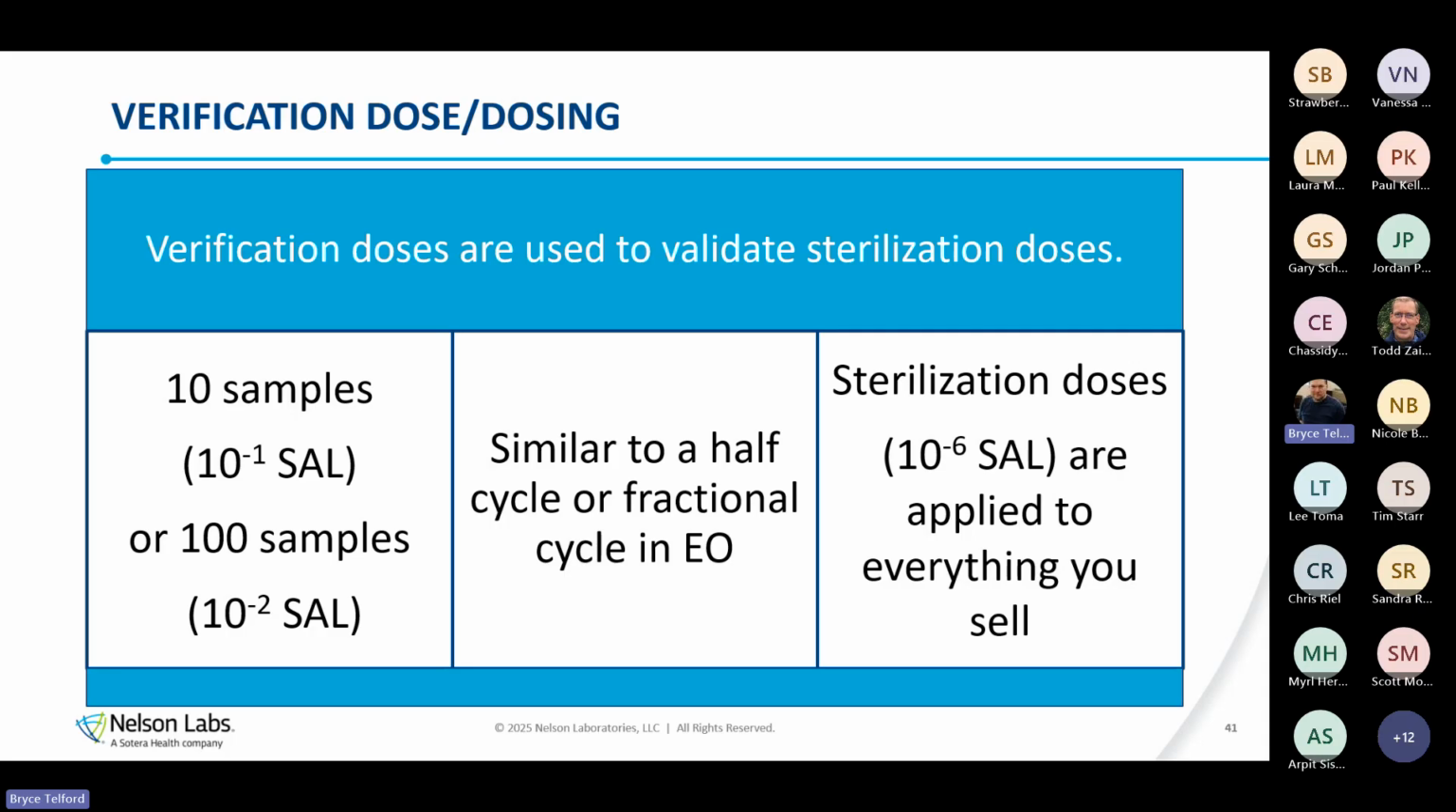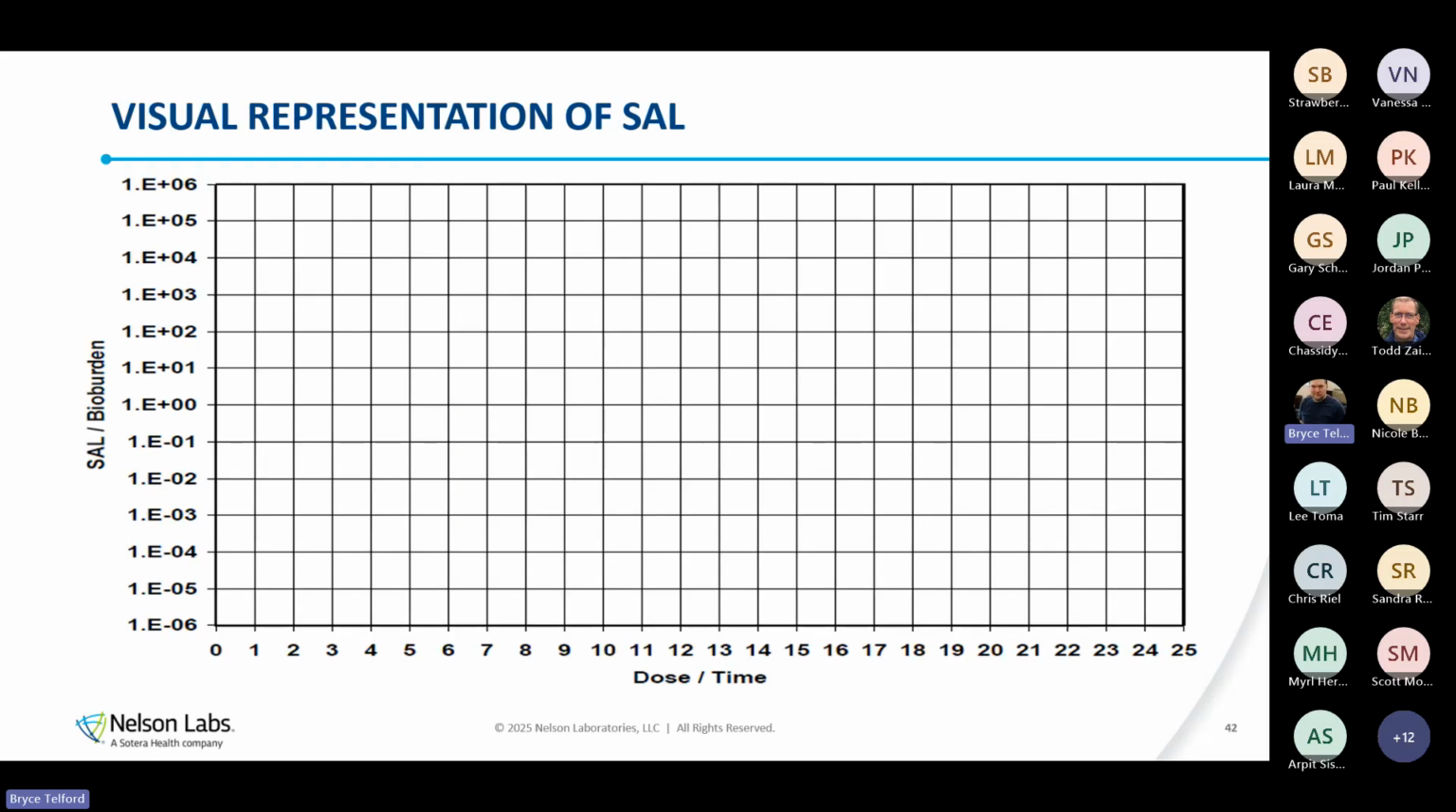So kind of similar in aspect in that case to a half cycle or fractional cycle. So our visual representation, we have 0. That's kind of where we want, no viable microorganisms. And then we don't just want no viable microorganisms, we want statistically to have less than 1 in 1 million.